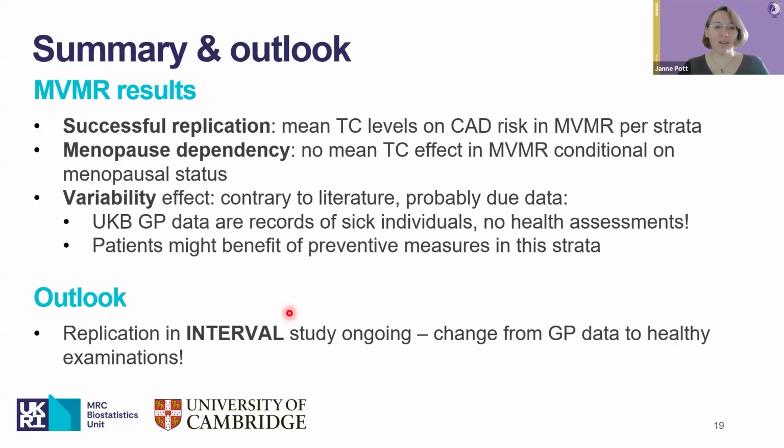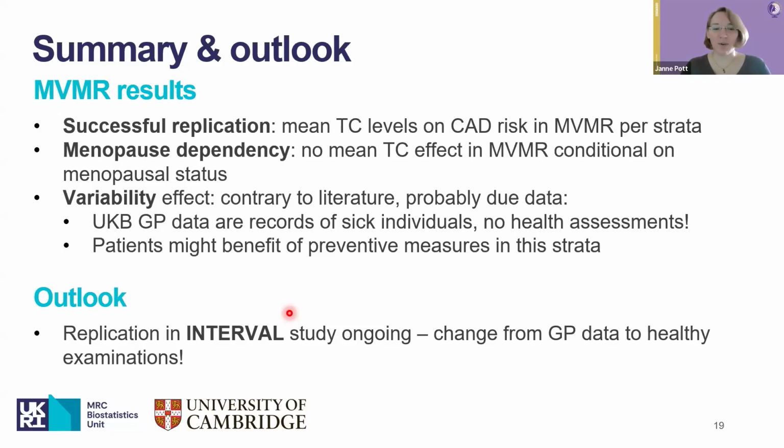And with this, I would like to sum up. So I successfully replicated with my longitudinal approach the mean levels having a causal effect on coronary artery disease risk in each strata. And when I tested for the menopause dependency, I could see that there is no longer an effect in premenopausal women. So there is a true menopause effect. We observed an interesting effect of the variability, which is contrary to the literature, because literature always says that higher variability is associated with higher risk.